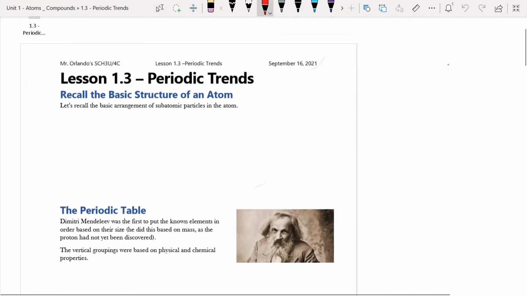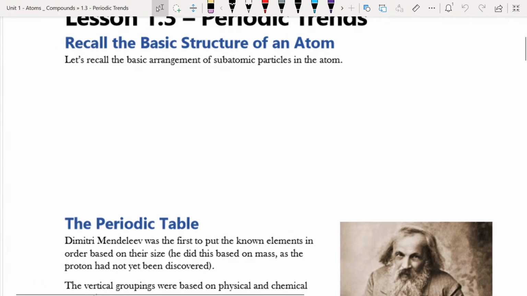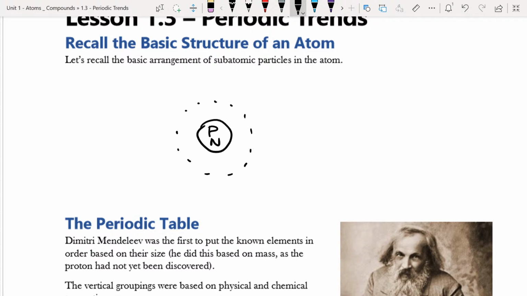Recall the basic structure of an atom. Of course, who can tell me the basic structure of an atom? Our simple Bohr-Rutherford model of the atom tells us: protons and neutrons in the center, and then electrons orbiting. Very good. We have protons and neutrons in the center, and we have electrons orbiting, and they orbit in orbitals, right? We imagine these orbits. Really quickly, does anyone remember how many electrons we say fit in that first energy level, that first orbital? 2. 2 is correct.